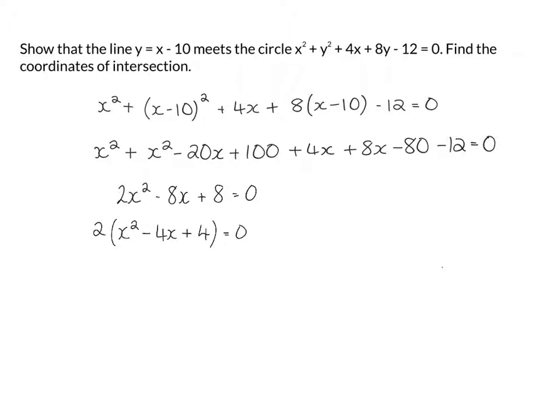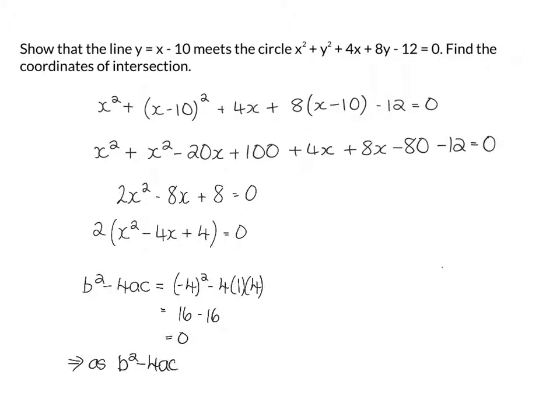So if we use b squared minus 4ac, it's always worth doing this just to check before we keep going. So b squared, so minus 4 squared minus 4 times 1 times 4. So you can already see it's 16 take away 16, which is 0. So therefore, as b squared minus 4ac equals 0, it's a tangent.